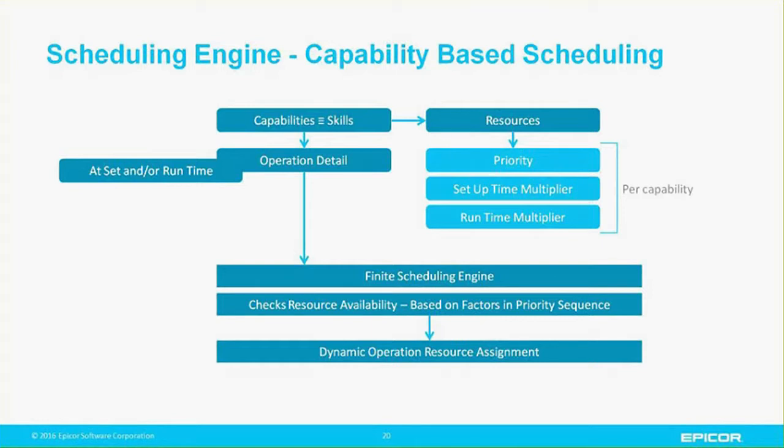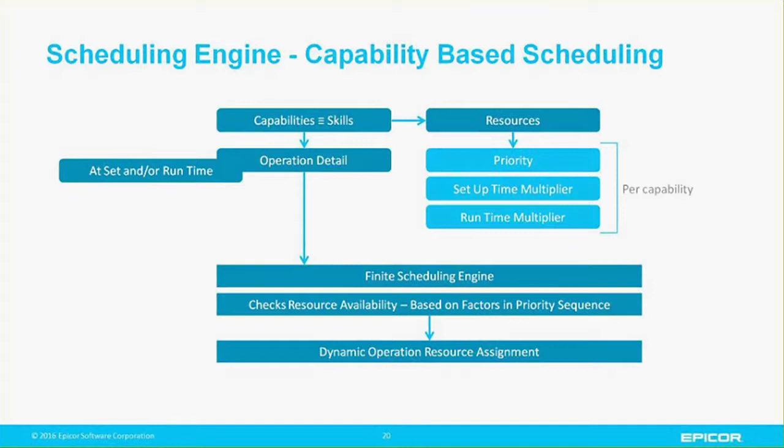When a resource is linked to a capability, the following parameters must be defined for the resource. A sequence number that denotes the order in which the scheduling engine will check for the availability of a resource when determining which resource to use, and a runtime multiplier that represents the resource's proficiency at the capability. For example, a proficiency of 1.25 would extend the standard operation time by a quarter.